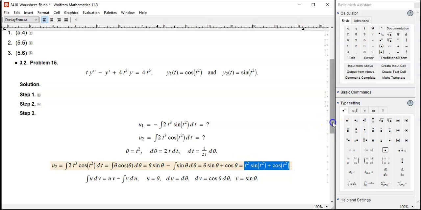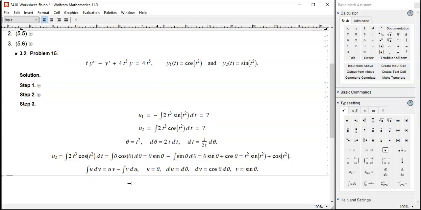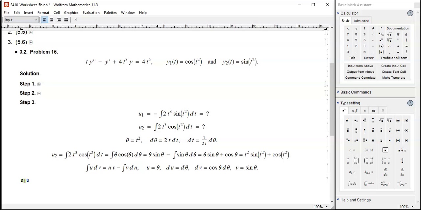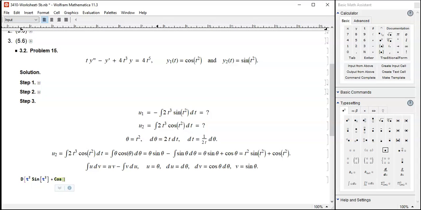Would you like to check? Let's check. t squared sine of t squared plus cosine of t squared, and take the derivative by t, and then am I actually going to get this 2t cubed cosine of t squared? Yes, indeed, we got it. So this is the correct antiderivative, the correct u2.